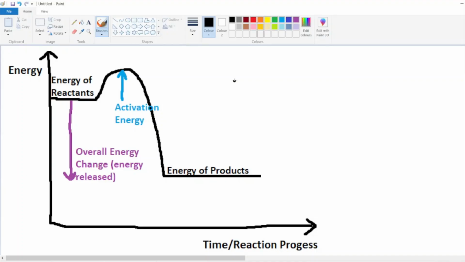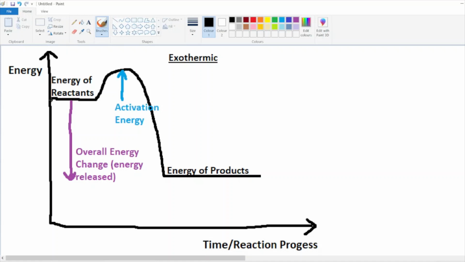So this is what we call a reaction profile. You may have to draw one of these for your exam. This is for an exothermic reaction, so I'll give it a label up there. On the y-axis we have the amount of energy, and on the x-axis we have the time or the progress of the reaction. This really doesn't matter, but what you can see here is how much energy the reactants we are putting in have.